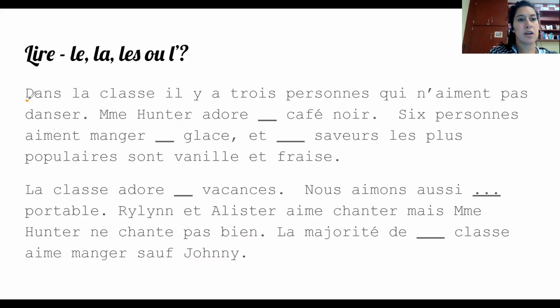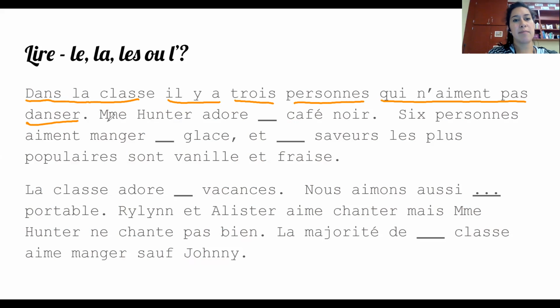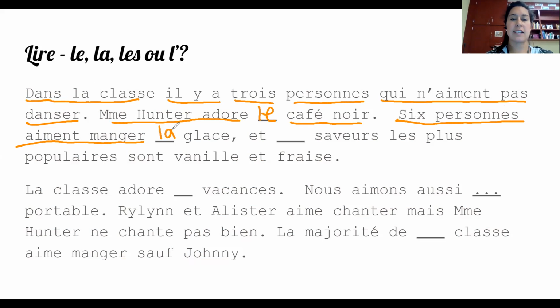Okay, on you go. Dans la classe, il y a 3 personnes qui n'aiment pas danser. Madame Hunter adore le café noir. You get that one right? Oui? Cool. 6 personnes aiment manger la glace. Et les saveurs les plus populaires sont vanille et fraise.